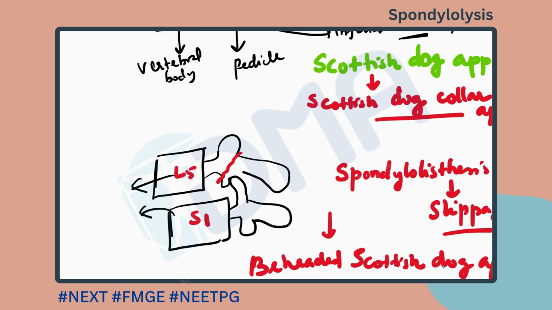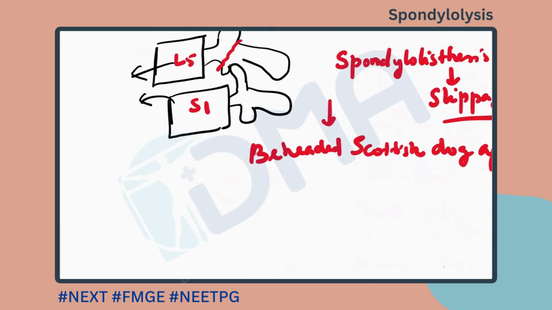So there are three things you have to remember here. The appearances on X-rays: one is the Scottish dog appearance, the Scottish dog collar appearance, and the V-headed Scottish dog appearance. They are diagnostic of spondylolysis and spondylolisthesis. Now with this background, we'll move to the next part of the spine.